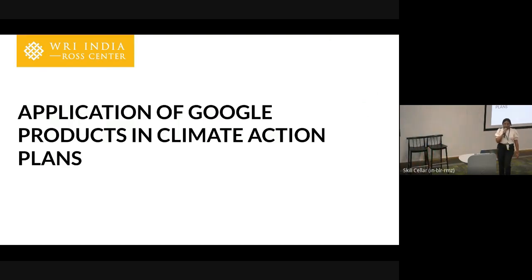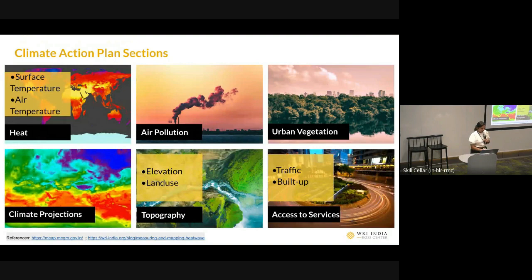Hi, everyone. So I'm here to talk about the climate action plan and how we have used Google products, basically mapping products, Google Earth Engine and other things, for this climate action plan. Just to give an idea, a climate action plan talks about cities and the kind of climate hazards and risks that a particular city faces. It's sort of an evaluation of the city's preparedness, the population which lives within the city, and how much of that population gets affected by these hazards that cities face. These are some of the sections in the climate action plan.